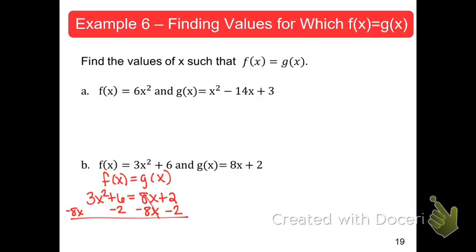Now remember, though, when I go to do this, I'm going to put them in order. So I start out with a 3x squared, and then I have a minus 8x, and then 6 minus 2 is 4. And everything on the other side canceled, so it's equal to 0. So I'm going to bring this up here and rewrite it.